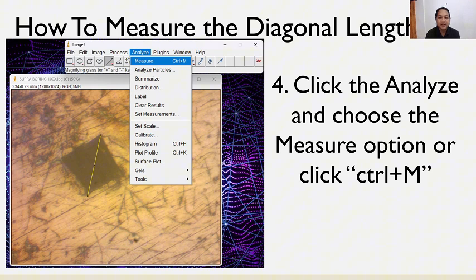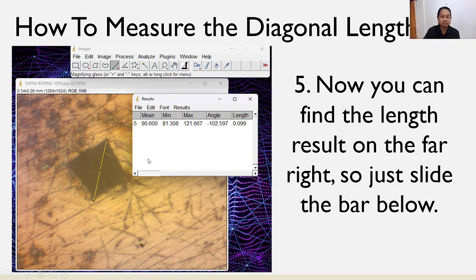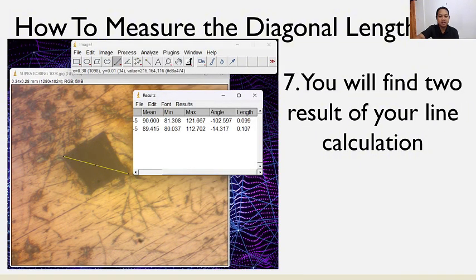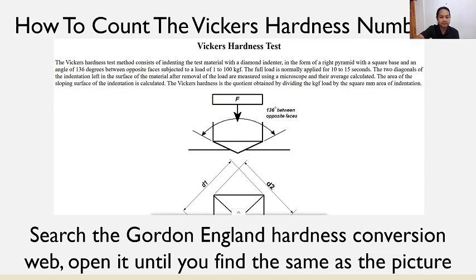Next, click Analyze and choose the Measure option or press Ctrl+M. Now you can find the length result on the far right, so just slide the bar below. Repeat the same way until you get all the results with the different line positions. And you will find two results of your line calculation.